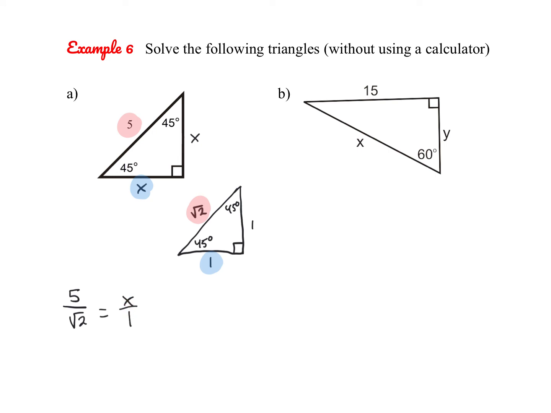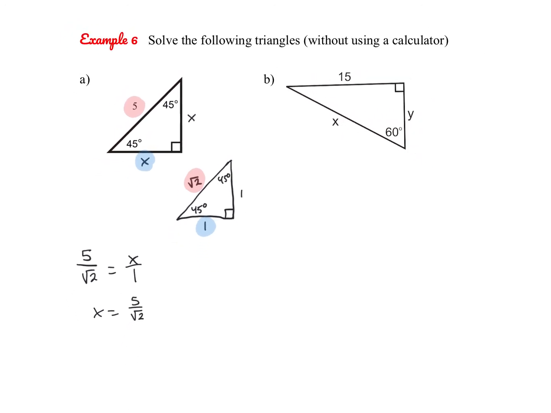So here this is just x. X is just 5 over root 2. And then the last thing we need to do for this one is rationalize. So we need to multiply our expression by root 2 over root 2, and we get 5 root 2 over 2. So that's the length of both legs of this triangle.